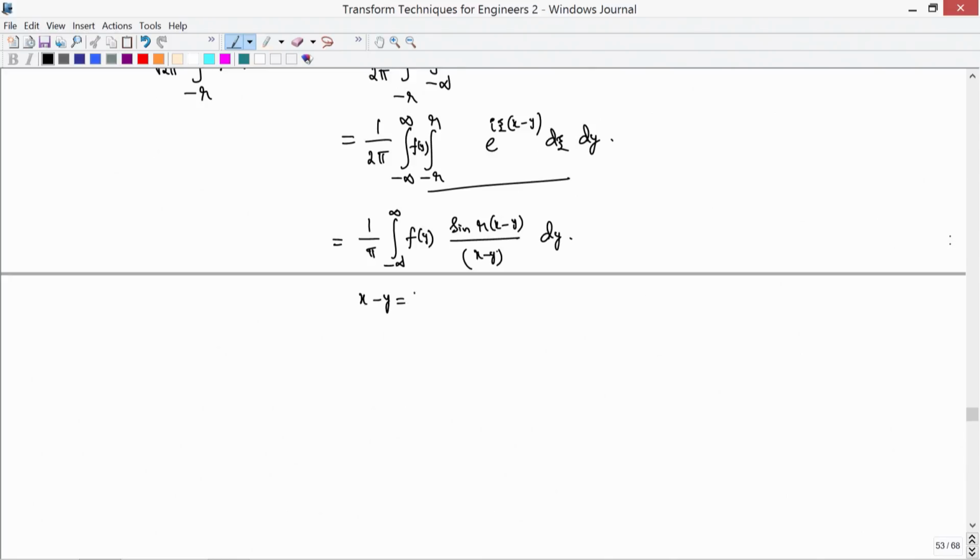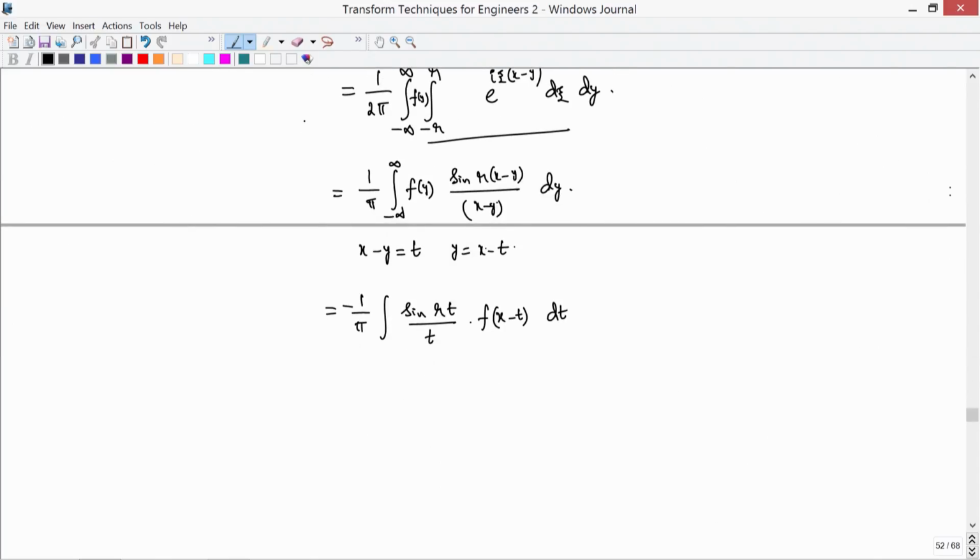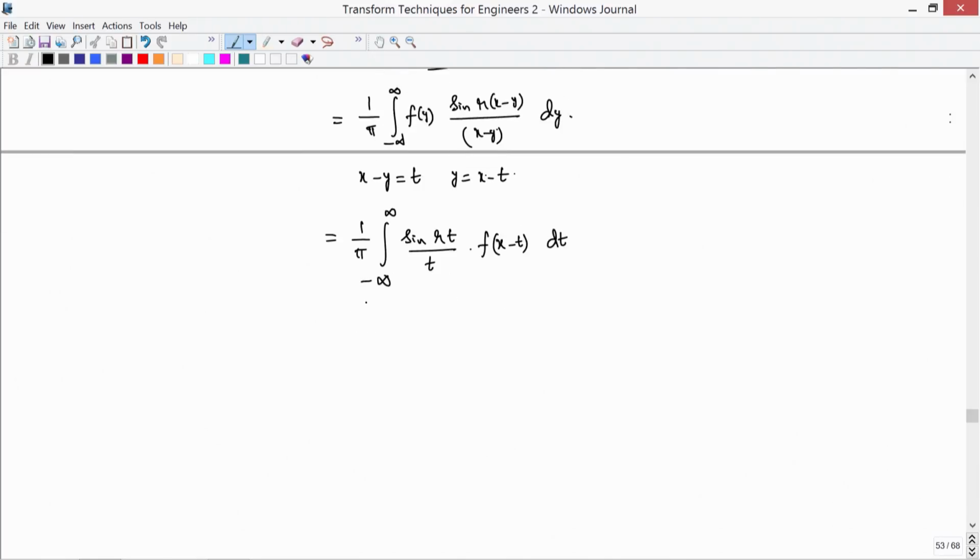If I use x−y equal to t, then y is x−t. So 1 by π, just do the change of variable in this. You get sin(rt) by t and f of (x−t) dt. Since dy is minus dt and x is fixed, what happens to the limits? When y equals minus infinity, t is plus infinity, and when y is plus infinity, t is minus infinity. The minus you can remove by interchanging the limits.